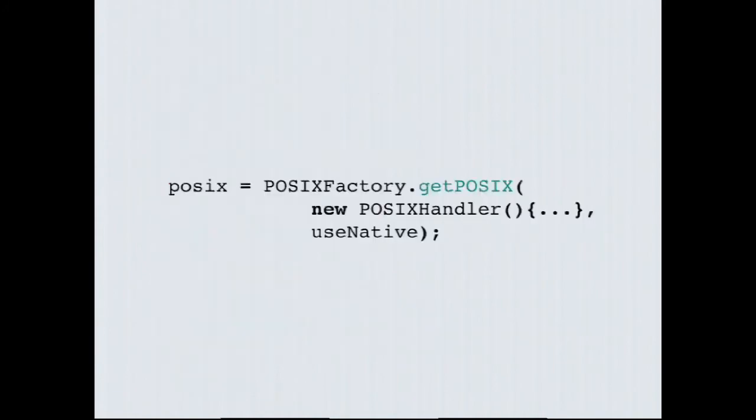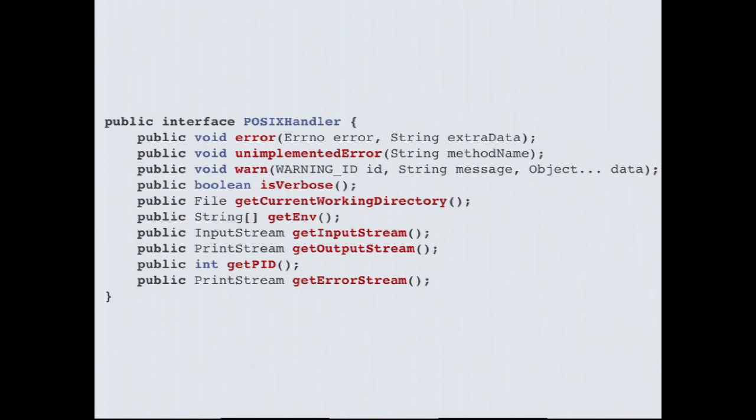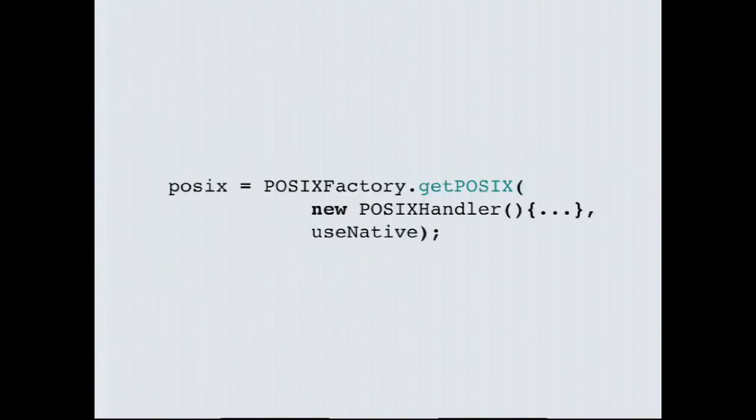Getting an instance of it is pretty simple. POSIX factory is part of jnr-posix. You get a POSIX instance by passing in a POSIX handler, and you can try and force it to use non-native if you want. Of course, if it can't load the native stuff, it'll fall back on the Java version anyway.